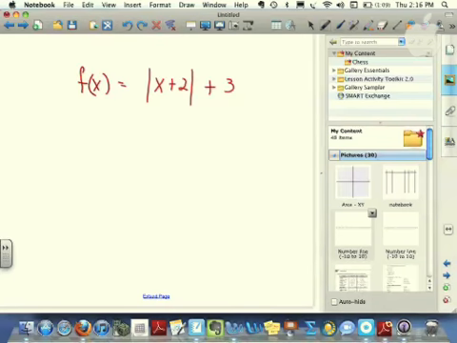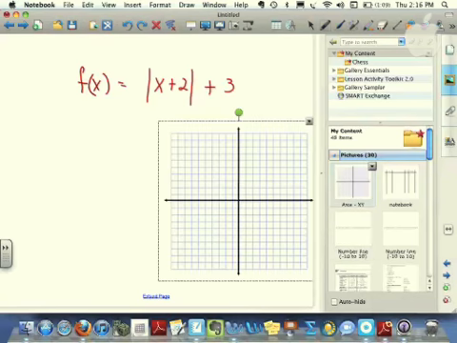Let's take a look at this one. First of all, we have to find where the absolute value would equal 0. So x plus 2 would equal 0 when x equals -2. I'll make my table knowing that. I'll put -2 in the middle and some numbers on either side. How about -1, 0, -3, and -4? All right, let's plug in our numbers and see what we get.